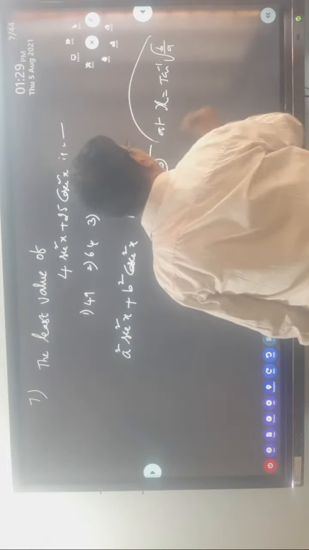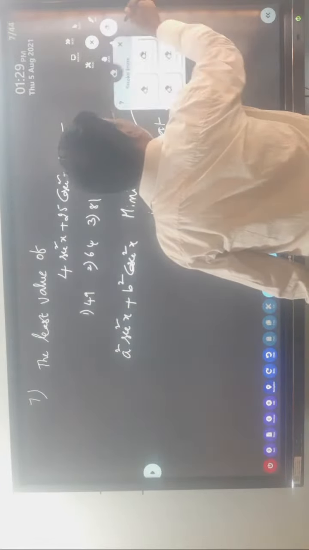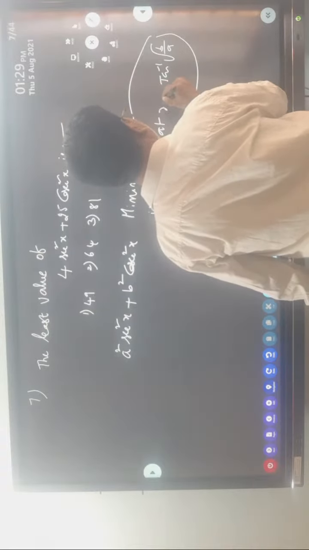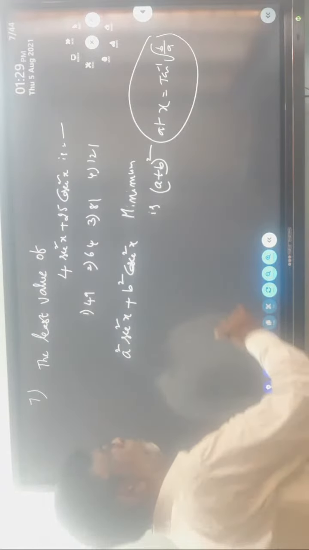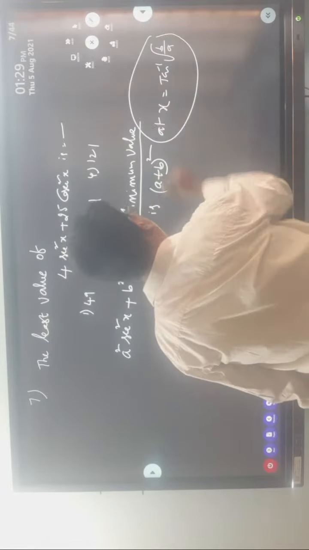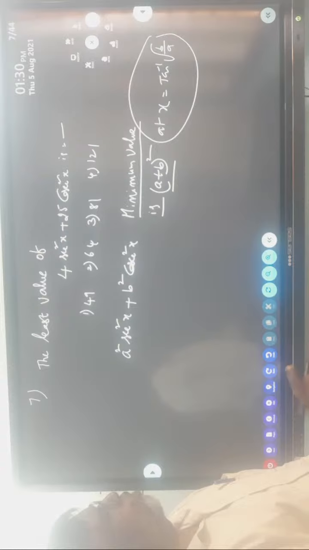So we write the formula once again and find that. What is that formula once again? Remember that. So that is x equals tan inverse root b by a. So once again, the minimum value is a plus b whole square at x equals tan inverse root b by a.